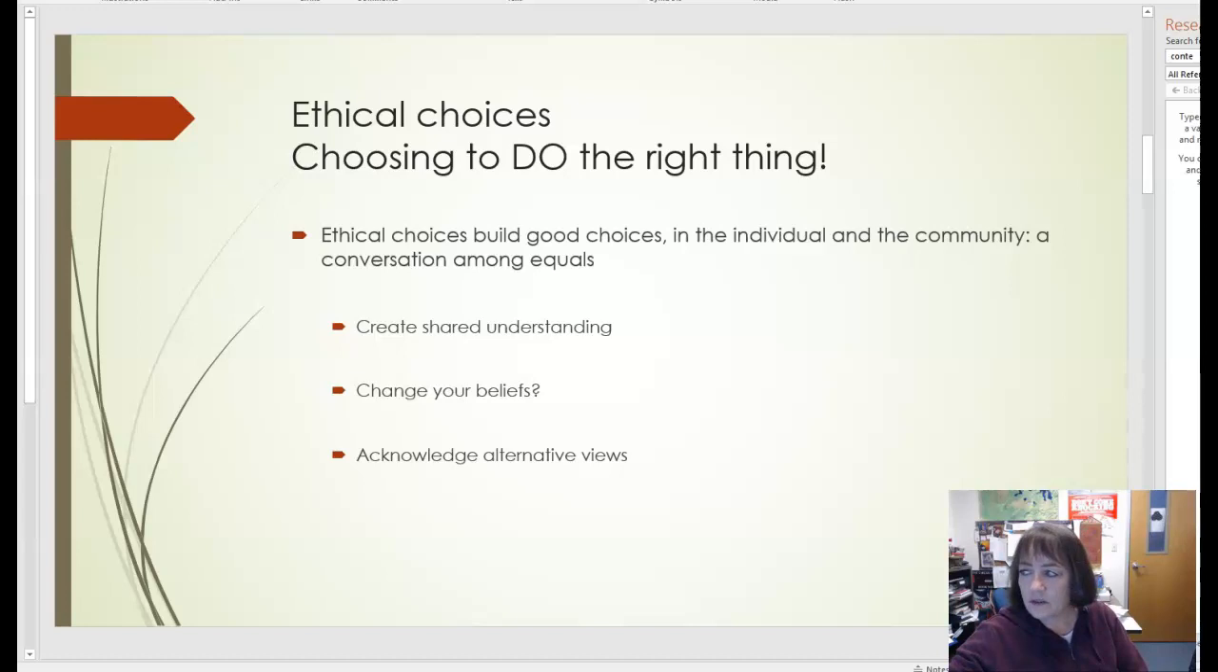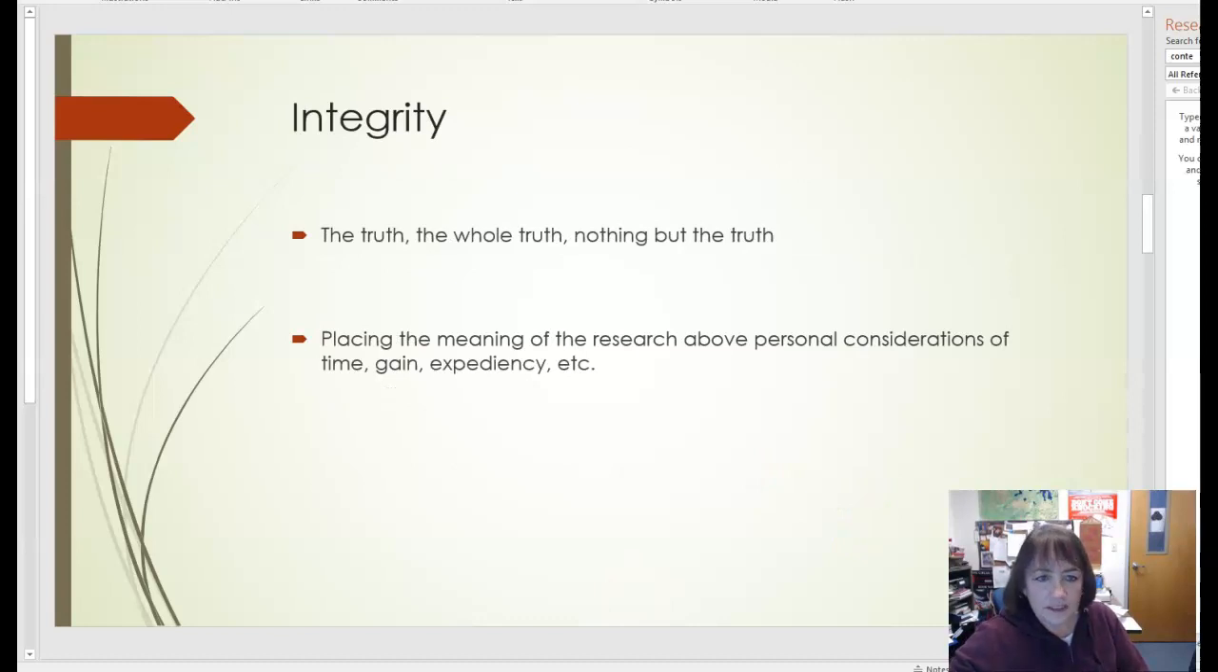So some of the things that good research should do is to create a shared understanding, to make us all, reader and writer alike, open to changing our beliefs if we get better data, and to acknowledge alternative views. So as an overarching principle of this, the authors talk a little bit about integrity. And I express that once again, getting back to the whole idea of working in the legal system: the truth, the whole truth, and nothing but the truth.